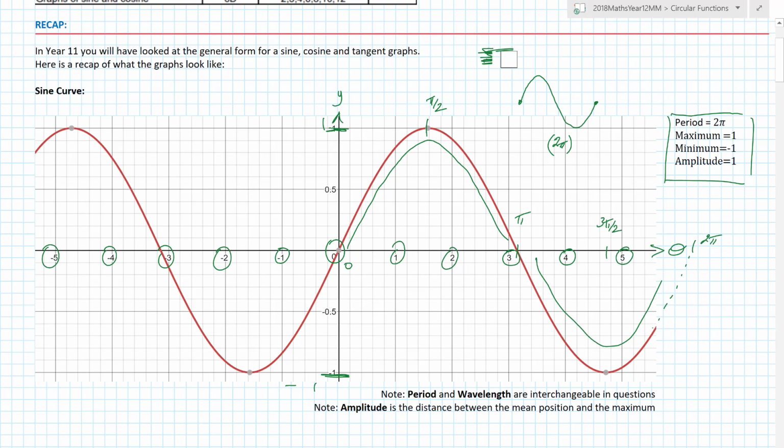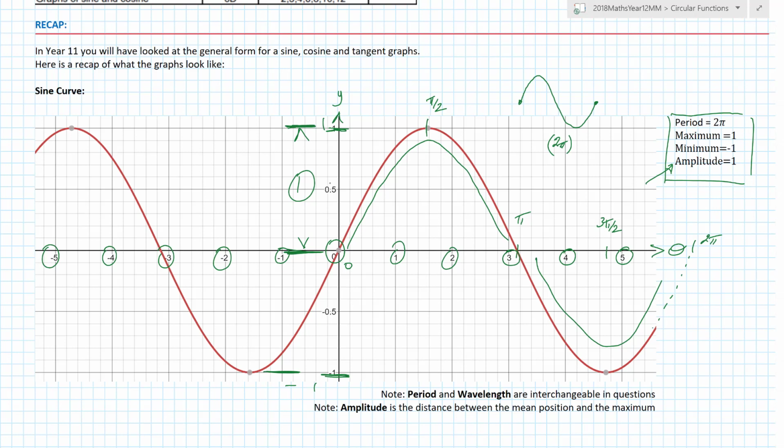Actually, let's just rub that out because that looks untidy now. So the maximum, minimum, and then there's this thing here called the amplitude. Now, amplitude is really important because it's the height of the sine curve from the median point to its maximum or minimum. All right, so in this situation, it is 1 unit high, and so we would say the amplitude is 1.